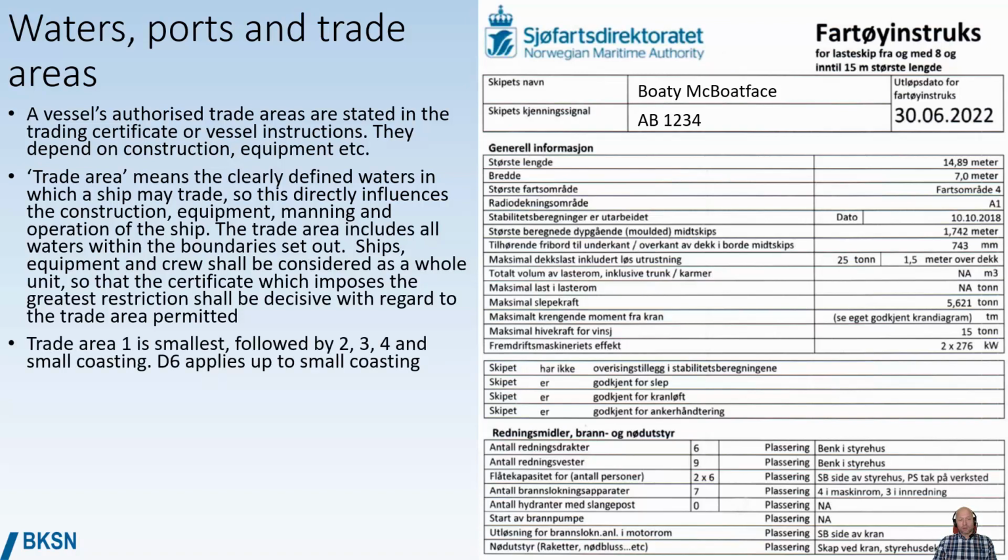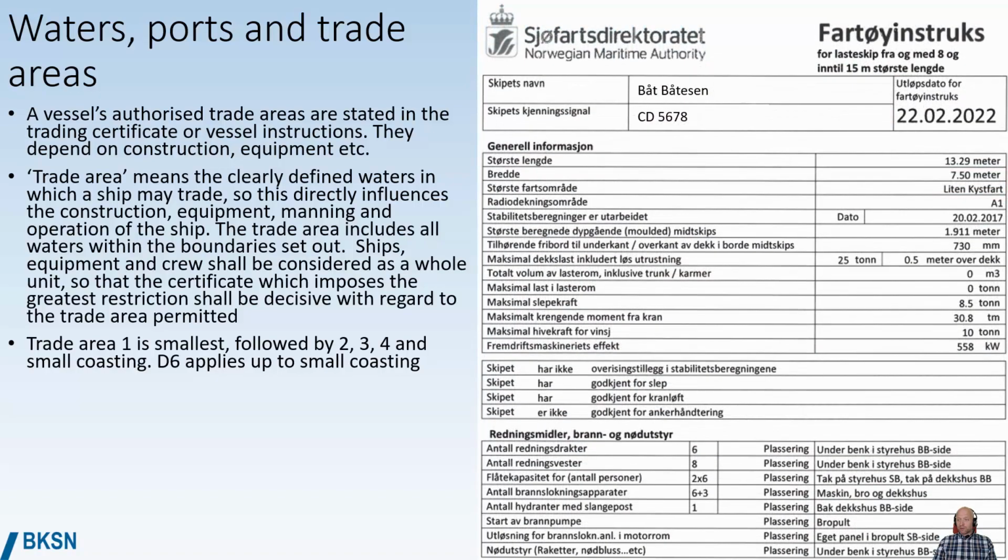Trade area 1 is the smallest, followed by 2, 3, 4 and small coasting. These are inland trading areas, and the D6 license applies up to small coasting. In this example of a vessel instruction, we see fartsområde 4, trade area 4. In the next example, we have liten kystfart, which is small coasting.